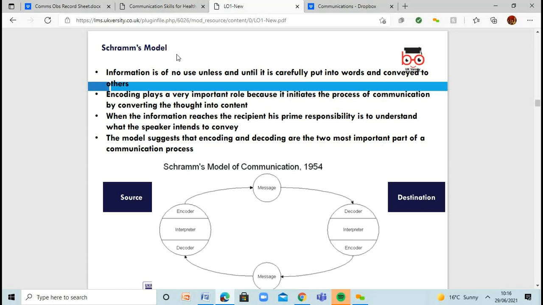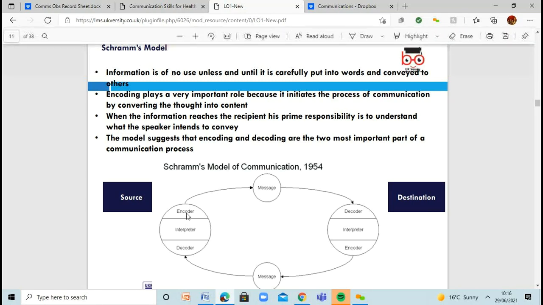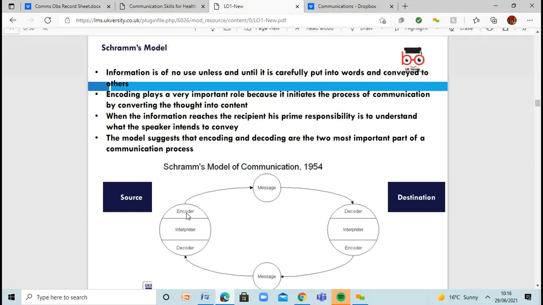So Schramm is saying that information is completely useless unless it's put into careful words and conveyed to others in a way that they can understand. So they talk about encoding, interpreting, and decoding. Encoding is when you put the message together. Interpreting is when you actually try and figure out what it means. And decoding is understanding what it actually is.